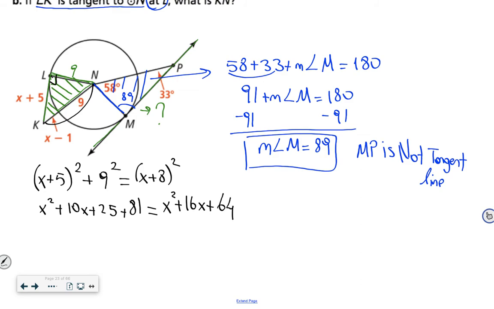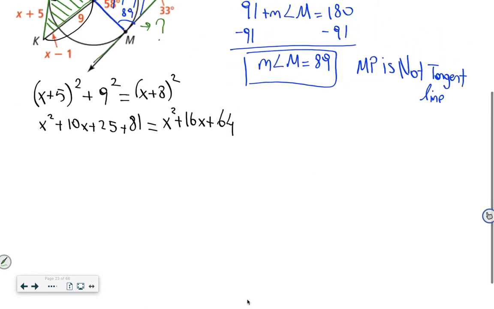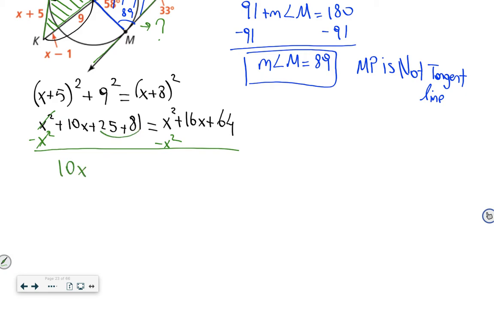Now we need to get the same variables to the same side. If you subtract x squared from both sides, on the left side you will get 10x. Now we can add them up. 106 is equal to 16x plus 64.